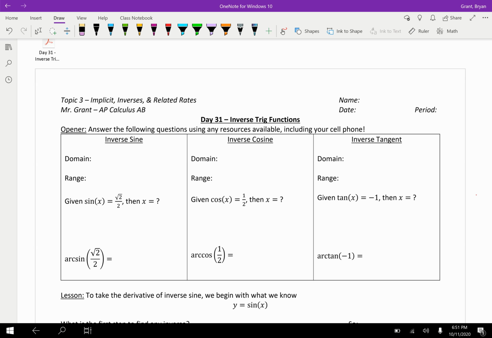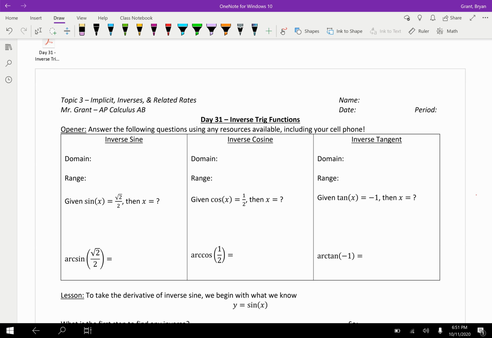Part of today is going to be going through what some of those are. In order to be able to take the derivative of an inverse trig function, we first need to remember a few facts about inverse trig functions. It's one of those things that I think isn't covered super well in pre-calculus, and because we haven't done it in a while, you've probably forgotten a few things. So I think the opener will probably take us the most time on this as a review.